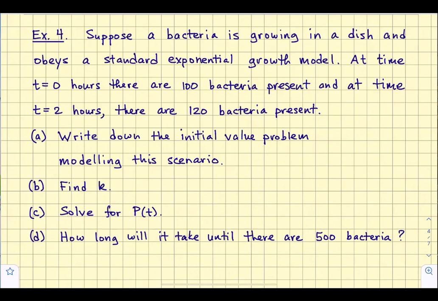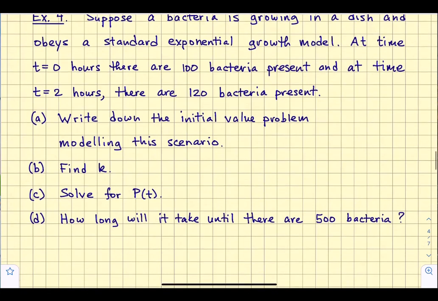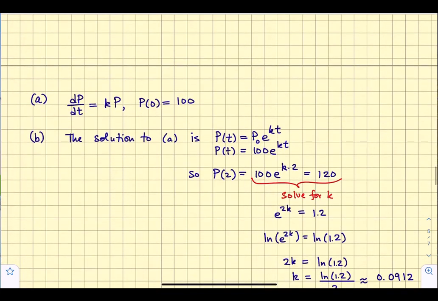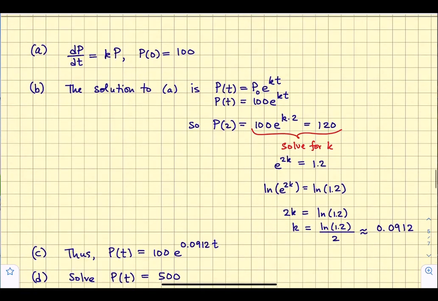Let's solve for the population as a function of time, and then once we have our hands on that, we'll be able to answer basically any question that you'd want to know about this population. For example, we could say, how long will it take until there are 500 bacteria present? Okay, so let's begin by writing down, not solving yet, just writing down the differential equation together with the initial condition. Since it's a standard exponential growth model, it looks like dP/dt equals kP, P of 0 equals 100. We don't know k yet, but we know that there's some constant k that goes there.